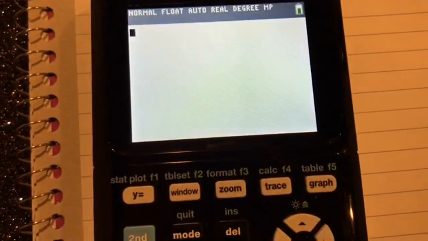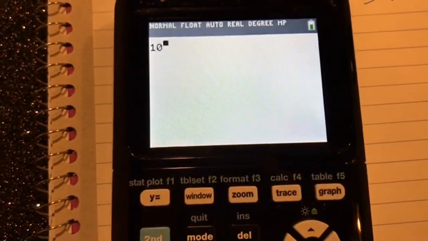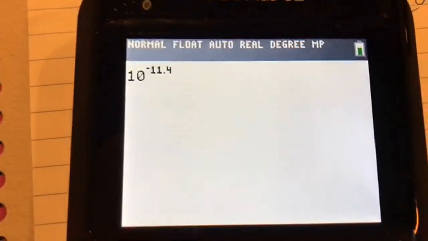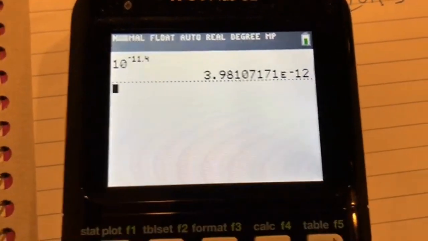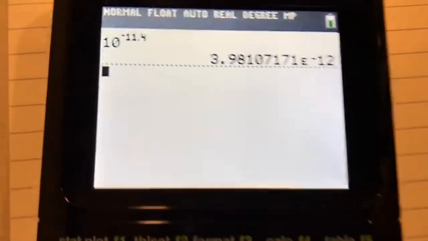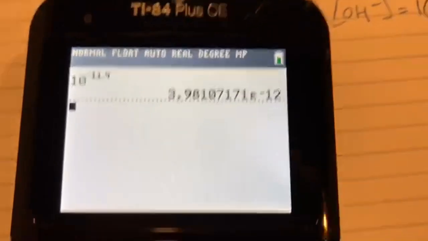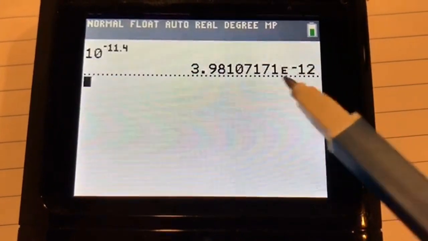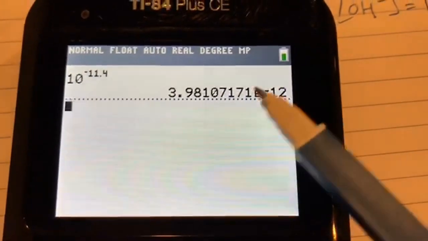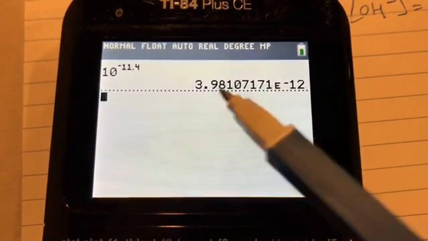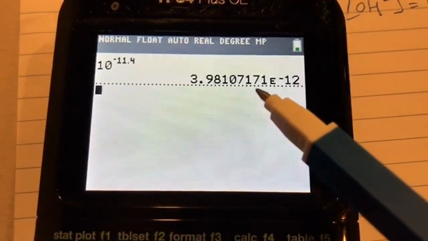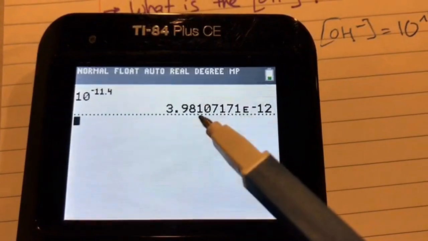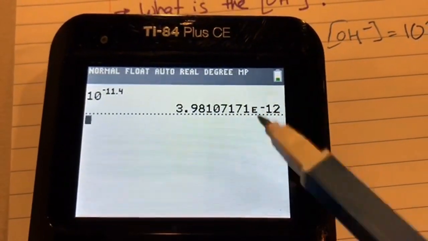I'm going to try that. Again, you can do it any way you want in a calculator. I'm just going to take 10, caret, negative 11.4. And there we go. Please don't write the E. The E is just an abbreviation for times 10 raised to the power of negative 12. It's a letter, it doesn't belong in our numerical answer. Also, don't write just 3.98 because that's wrong. It's times 10 to the negative 12.